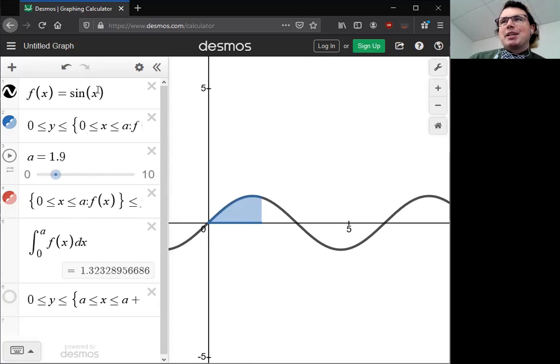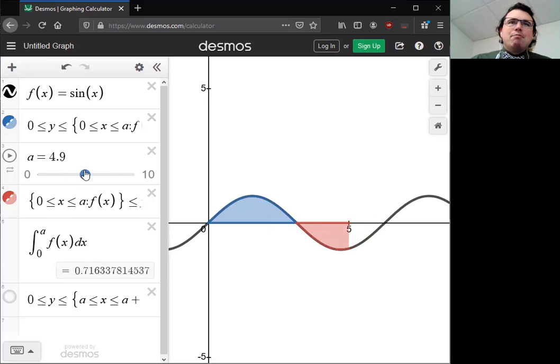So I know that if I was going to calculate this myself, I would use my antiderivative. The antiderivative for the sine of x is minus the cosine of x. And I can use my evaluation formula to calculate this. The further I go out, as I change my value of a, I get different numbers. The value of my integral changes. So by varying my stopping coordinate, I get different outputs. I get different amounts of area.